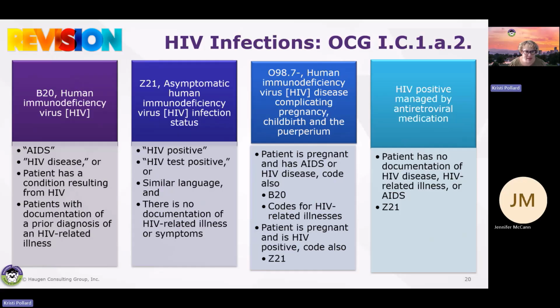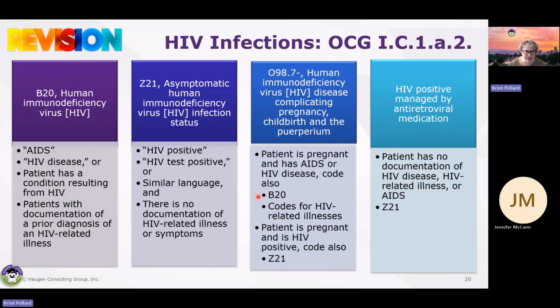If the patient is pregnant, they get the O98.7 first, and this is worth really paying attention to. So if you have a patient who is pregnant with HIV, the O code is sequenced first. The O code takes precedence. If they have documentation of an HIV-related illness, then they get code B20 as a secondary code, and then any codes for the HIV-related illnesses that may be present at the time.